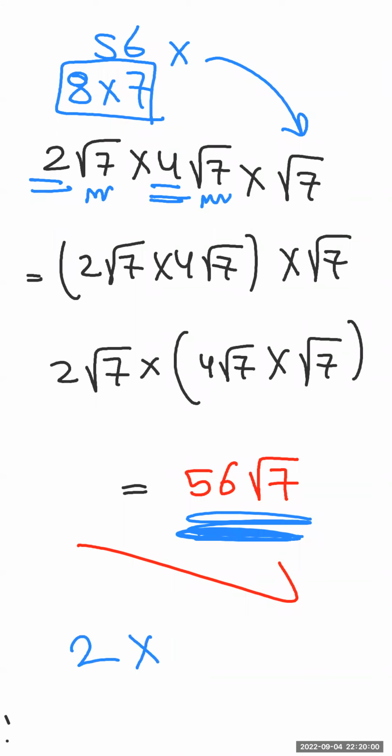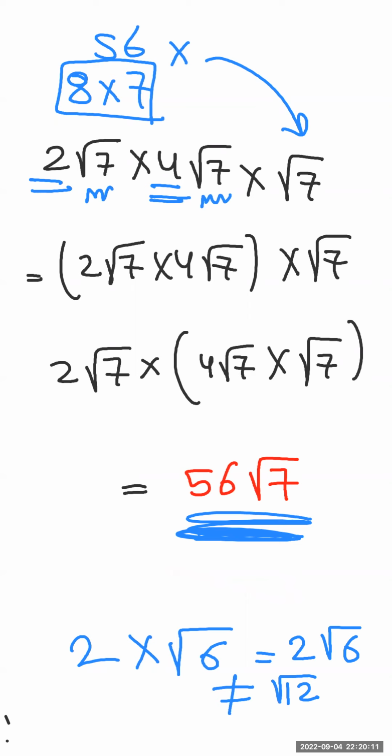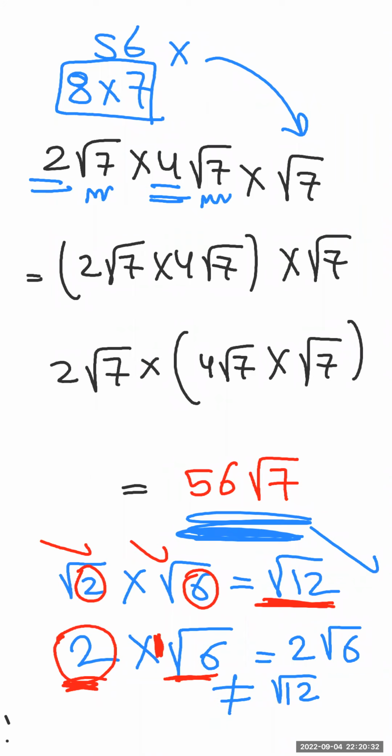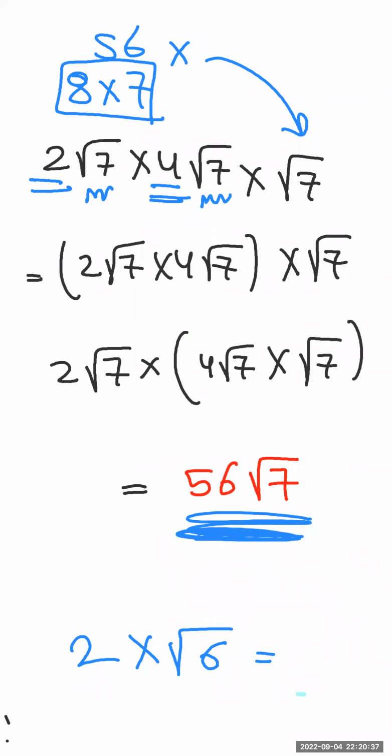By the way, 2 times the square root of 6 equals 2 square root of 6, not a square root of 12. But square root of 2 times the square root of 6, of course, equals square root of 12. Take care. We multiply the two numbers under the roots only if both are square roots. But if one is a whole number, like 2 here times this one, it will equal 2 square root of 6. Okay, guys?